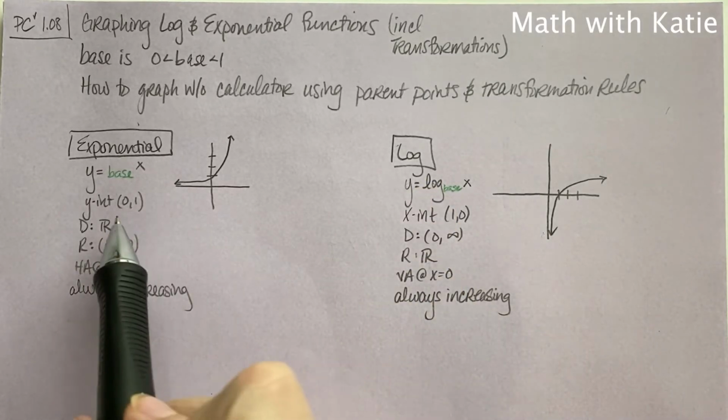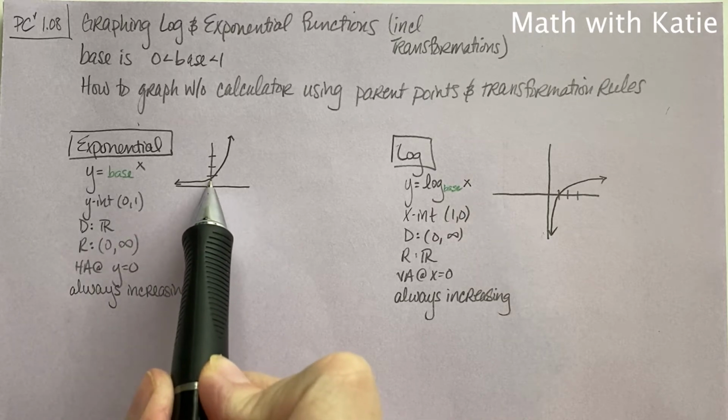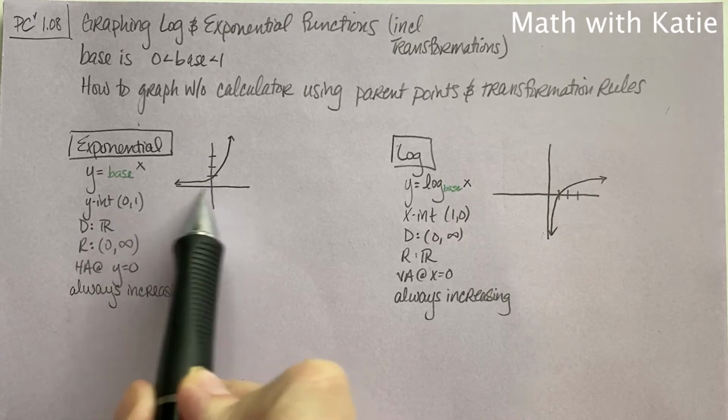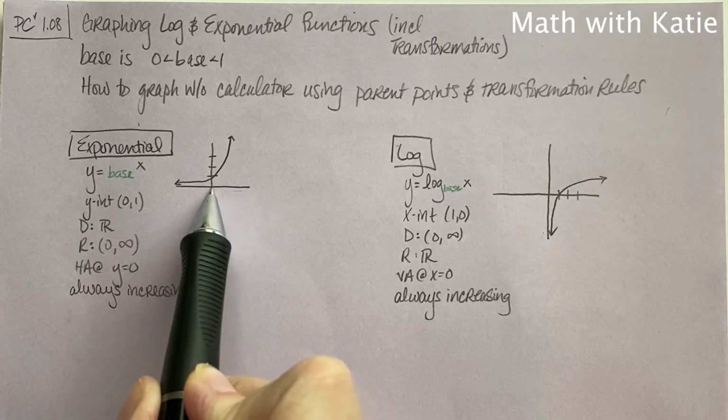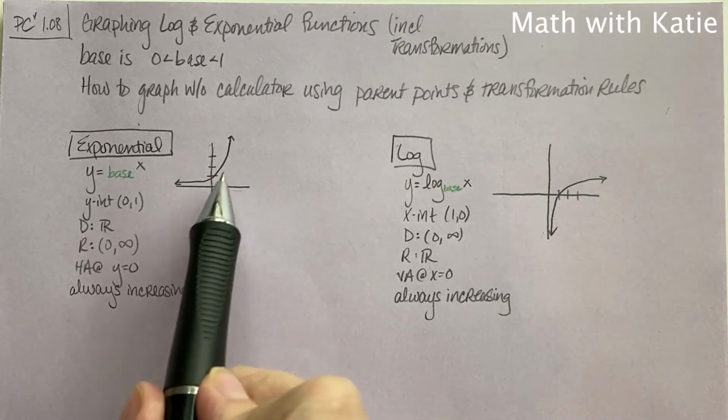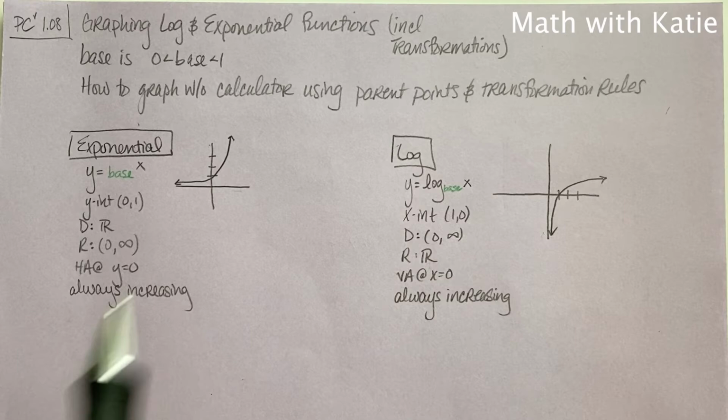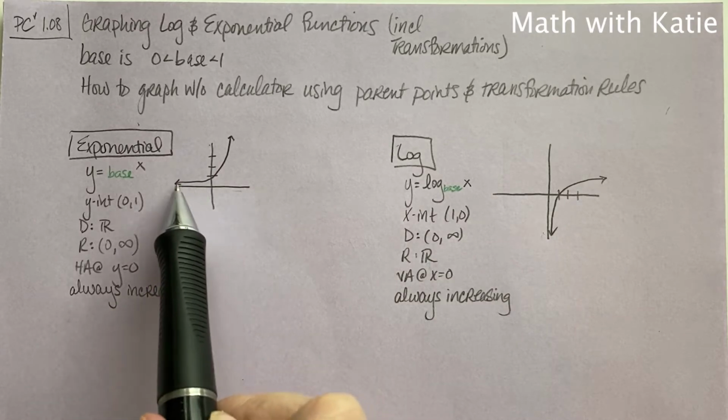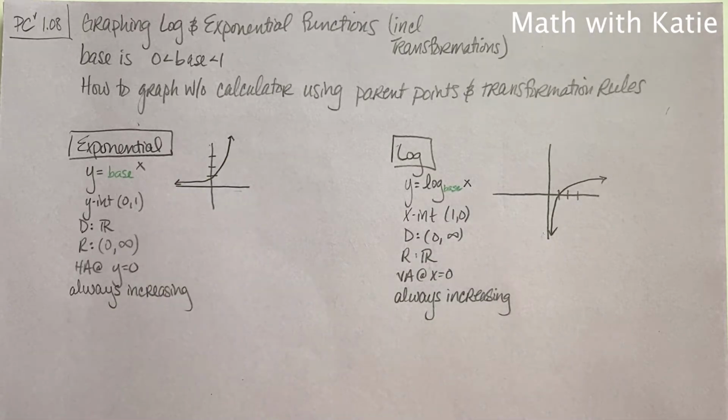All right, so first, our y-intercept is (0, 1). Our domain is all real numbers. Range is 0 to positive infinity. Horizontal asymptote at y equals 0. And you'll notice if you go left to right on the domain, it's always increasing.